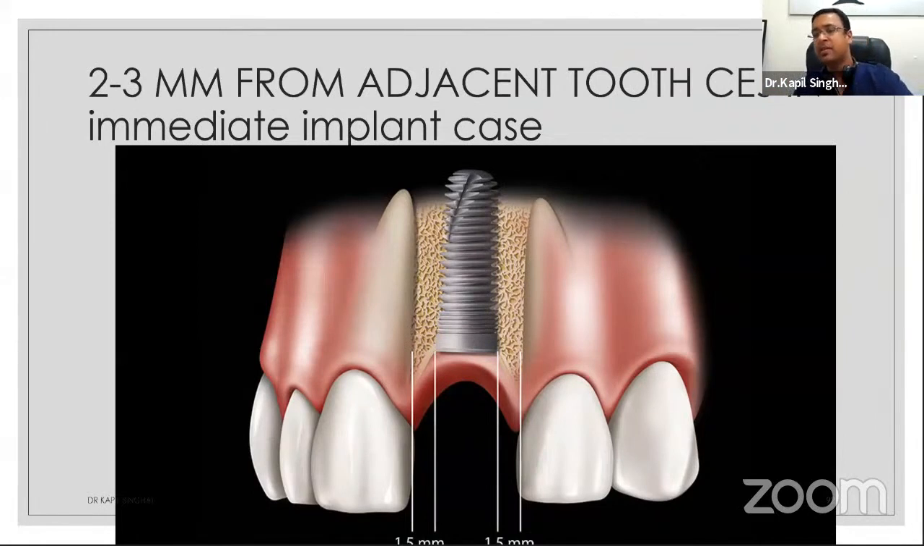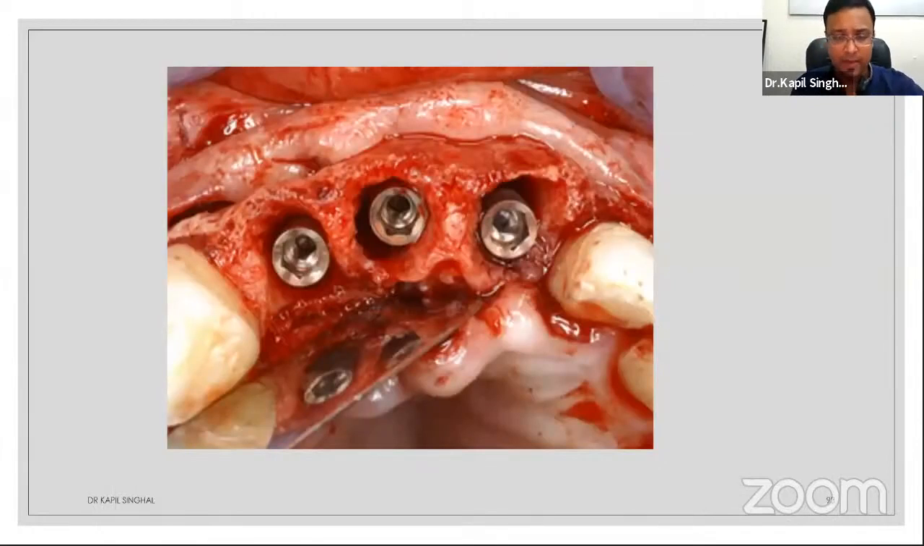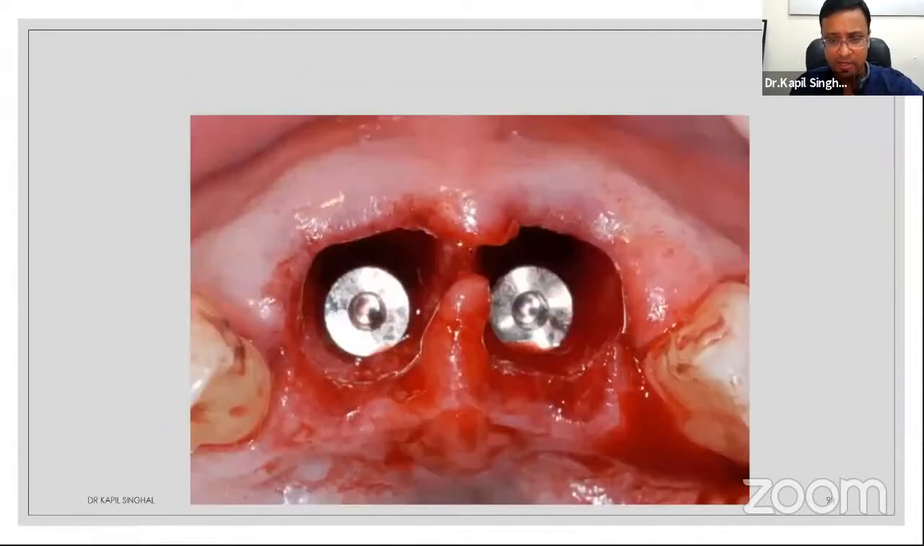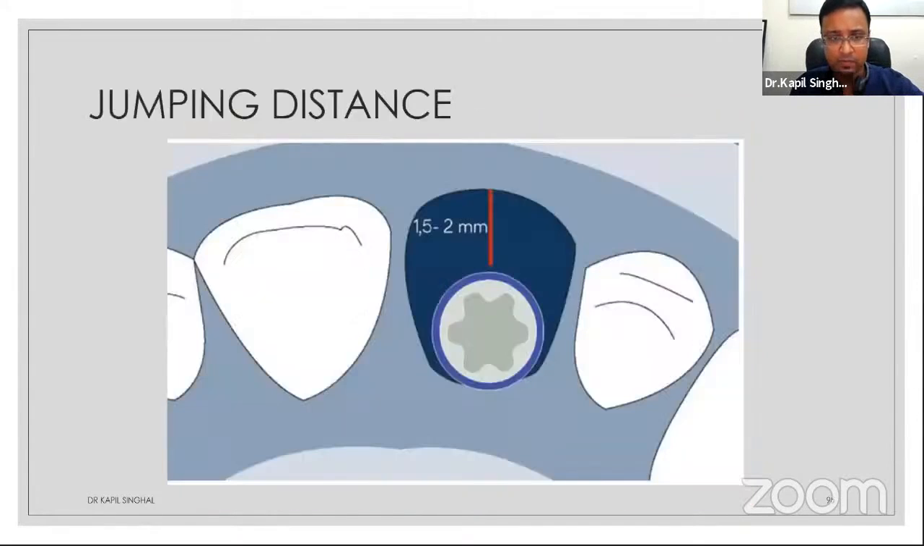So please remember that the implant should not be placed too deep, and it should be placed 2 mm below the CEJ of the adjacent tooth. The adjacent tooth's cemento enamel junction is the guide, and from this CEJ you should place your implant 2 mm below. Okay, so this is a placement. See the implant not touching the buccal or the labial plate, and the implant is 2 mm deep from the adjacent tooth cemento enamel junction. Okay, 2 mm below the adjacent tooth cemento enamel junction.